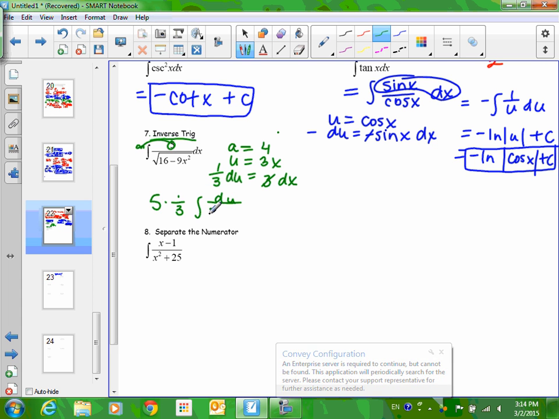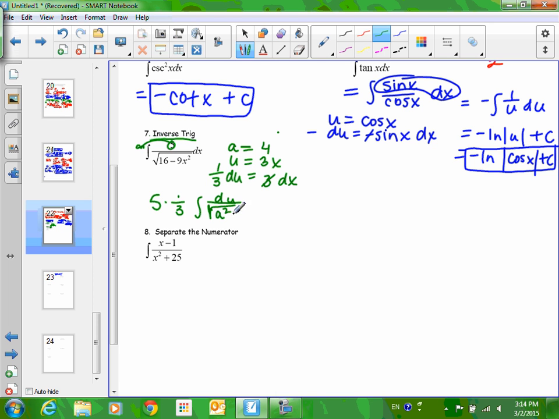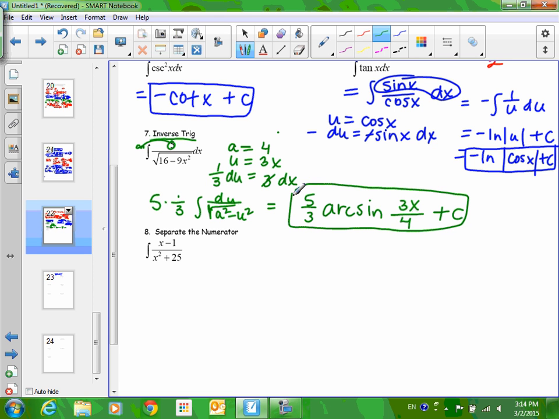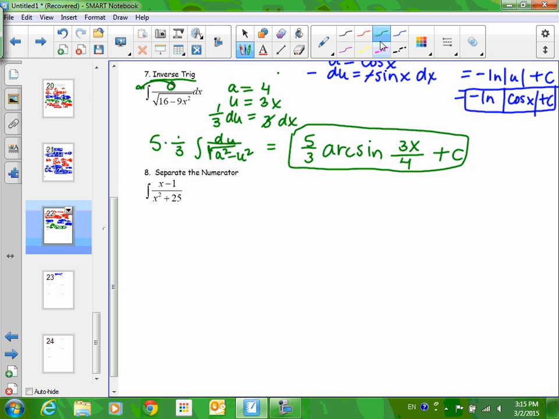This integral becomes the square root of a squared minus u squared, which is arc sine of u over a, or 3x over 4. Do you remember one of them? Arctan has a little extra something in front of it. Do you remember what that is? 1 over a. Good. Okay, last problem.